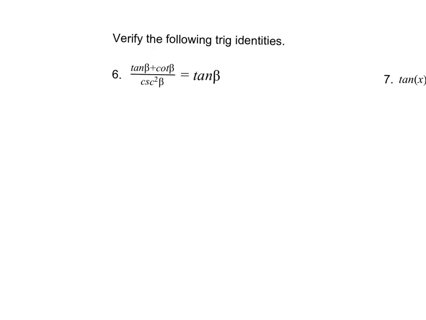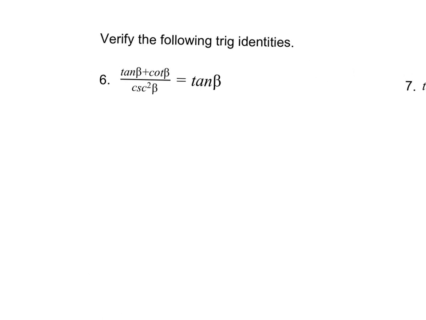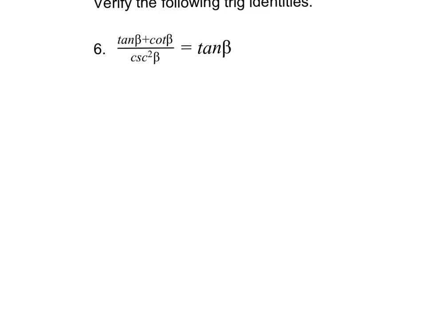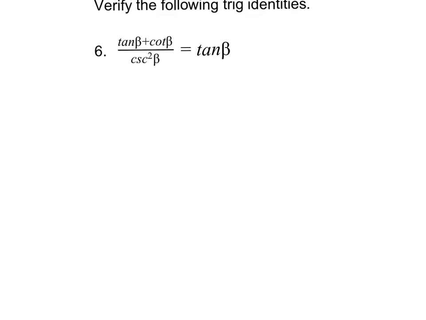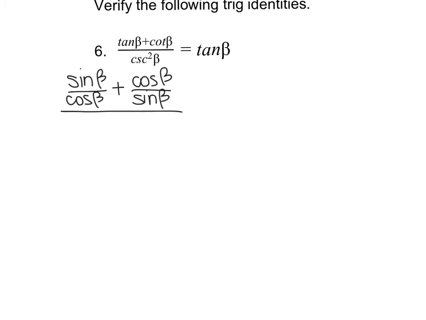So let's go ahead and verify trig identities. So looking at the first example, we want to determine which side to simplify. Well, anything that is one term, we want to leave alone. So we're going to leave the tangent of beta alone, and we're going to simplify that left side. So I'm going to start by rewriting my numerator in terms of sine and cosine. So we get sine of beta over cosine of beta plus cosine of beta over sine of beta all over, and then cosecant squared of beta I can write as 1 over sine squared of beta.